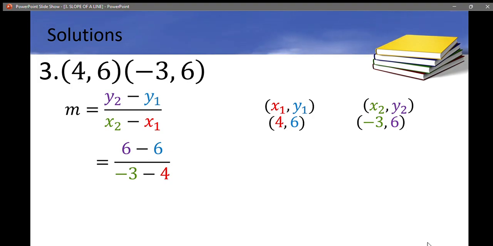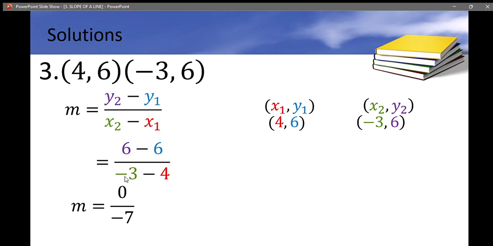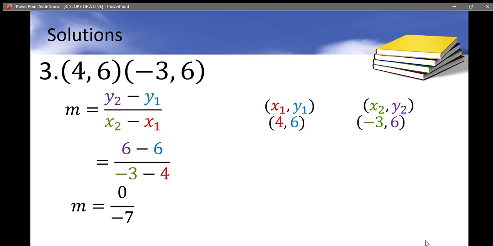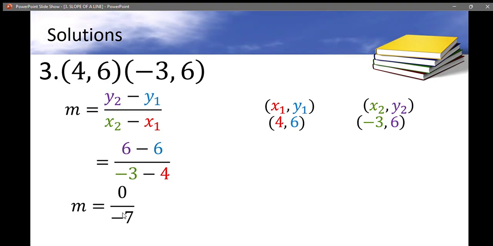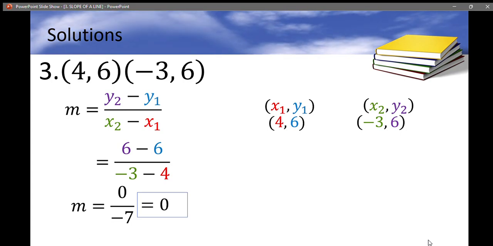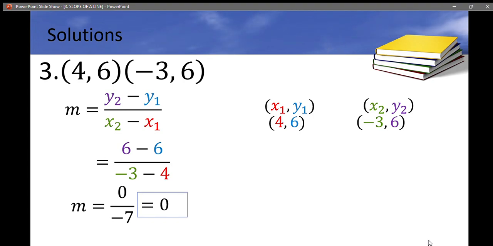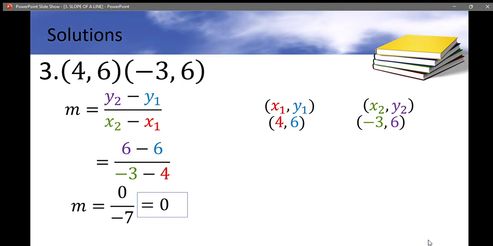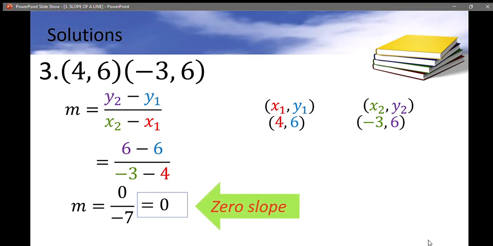So apply the operation. 6 minus 6 will become 0, and -3 minus 4 will become -7. Therefore, 0 divided by -7 is equal to 0. Our slope here is 0, so we don't have a rise or run. So what will be our graph? Let us illustrate our graph in a Cartesian plane.